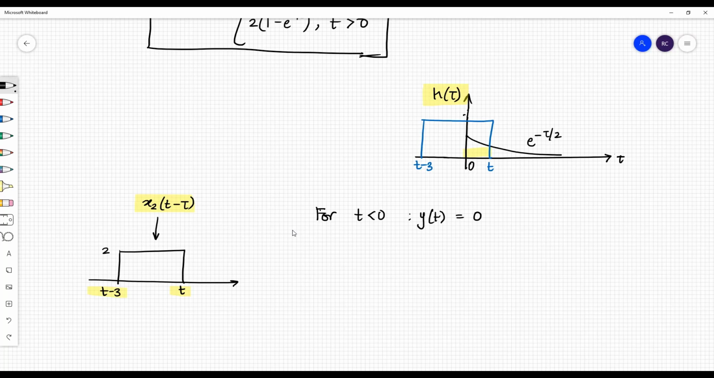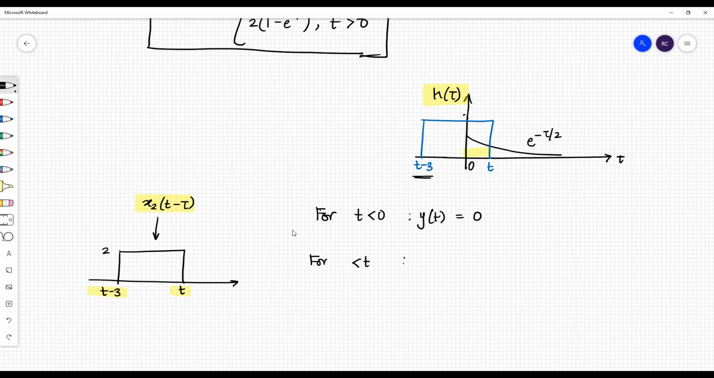So if I was to write the convolution, how do I write? And what is the condition here? That for t greater than 0, but t minus 3 is still less than 0, right? So t is greater than 0, but t is still less than 3. That means t is between 0 and 3.